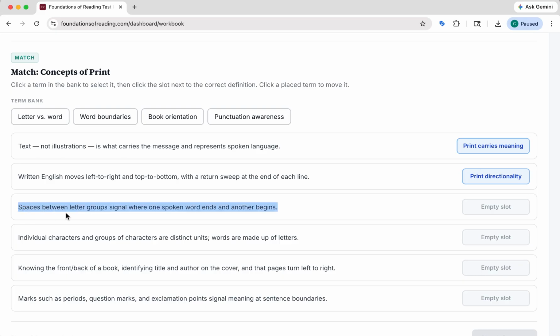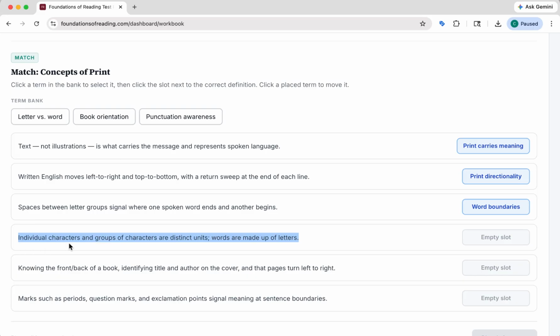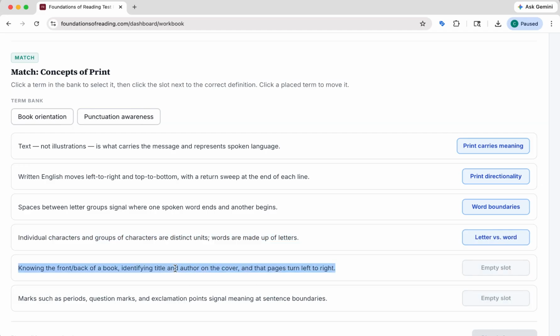Spaces between letter groups signal where one spoken word ends and another begins. Ends and begins, that's the word boundaries. Individual characters and groups of characters are distinct units. Words are made up of letters. That is letter versus word. We need to know the difference and how to teach it.